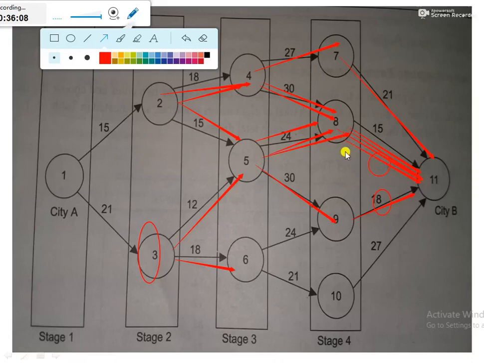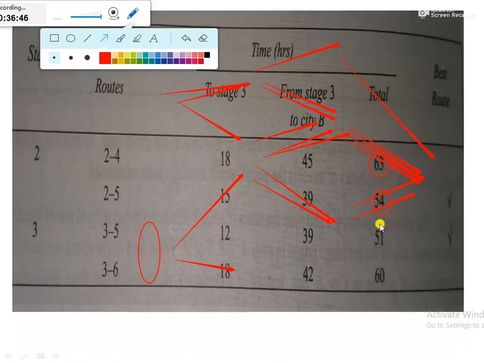Then the total time taken on this route, that is 3 to 5, 5 to 8 and 8 to 11, would be 12 plus 24, 36 plus 15, that is 51. And if he chooses the second route, that is 3 to 5, 5 to 9 and 9 to 11, the total time taken would be 48 plus 12, that is equal to 60. So we select the smaller route, from 3 to 5, 5 to 8 and 8 to 11, as it takes only 51 hours.